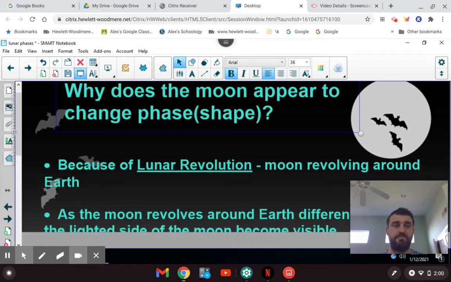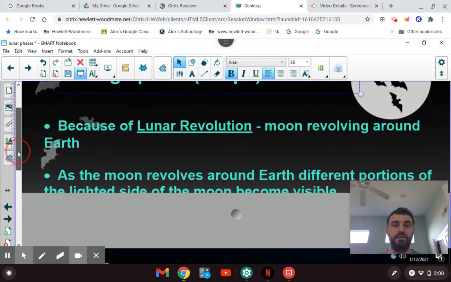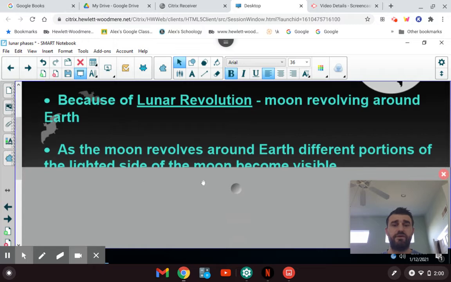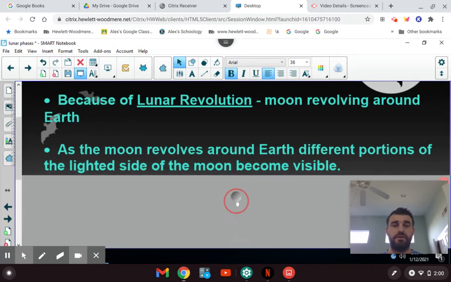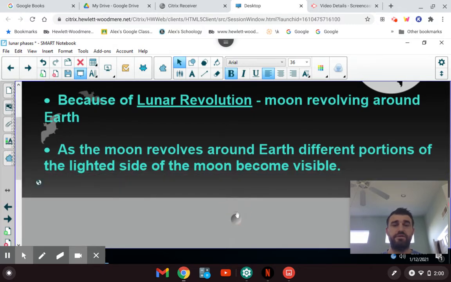So what ends up happening as the moon revolves around Earth is that different portions of the lighted side of the moon become visible. Half the moon's always lit. That doesn't mean that half is always facing us. So as it goes around us, different portions of that lighted half then become visible. That's what that is saying.